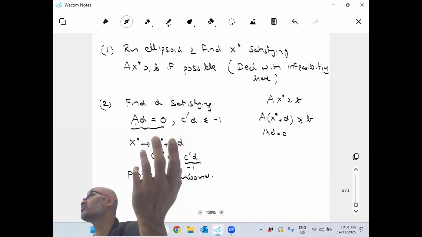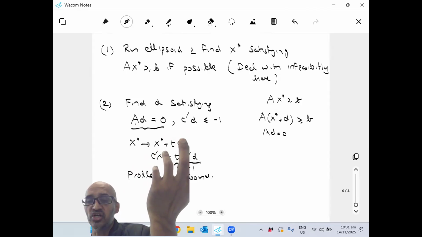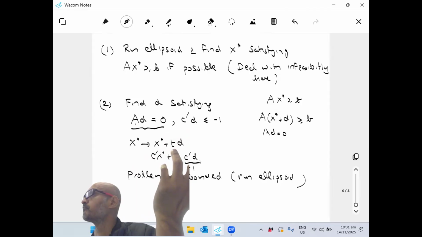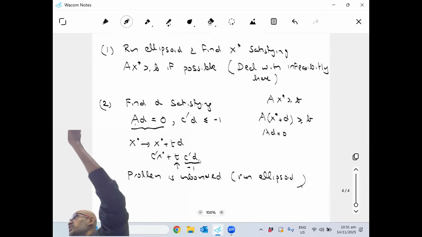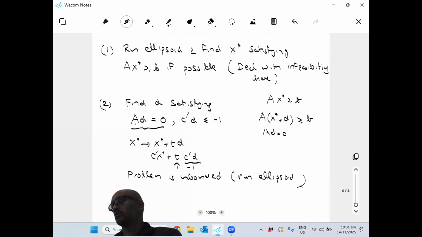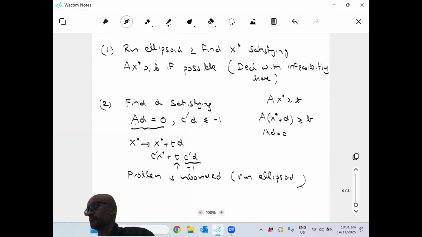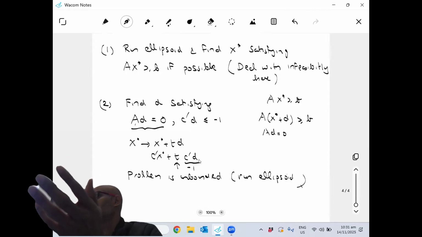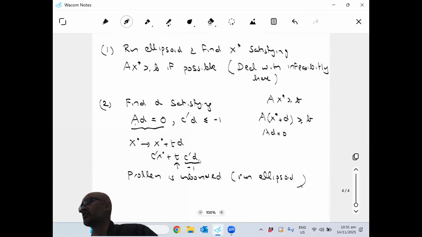What is this? It's again a feasibility problem. I have to just find a D satisfying conditions. So again, run ellipsoid. I can go back to my feasibility algorithm and just apply it for this set of constraints, basically. You can use any number here, basically it should be some number here which is non-zero, essentially. Is that clear or no? Any number here non-zero will work.